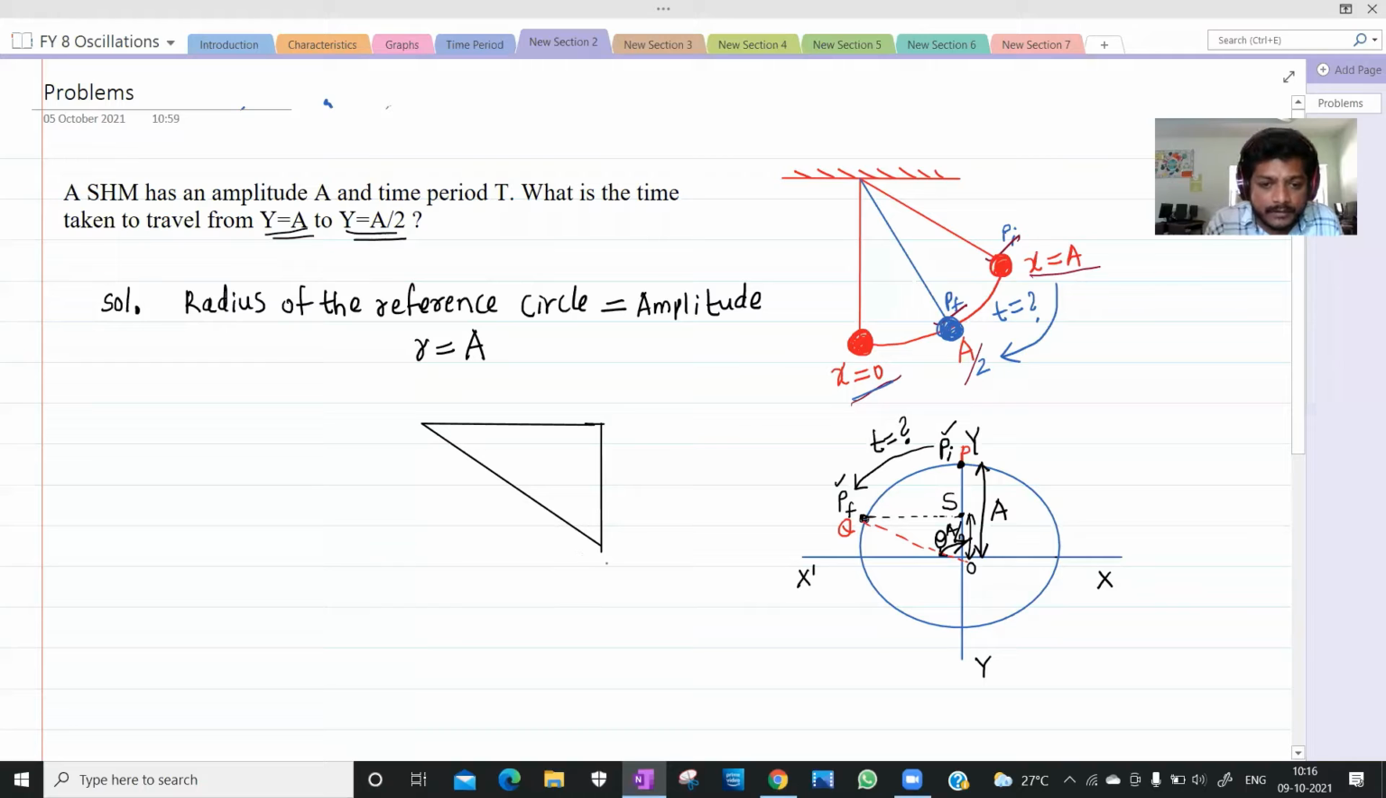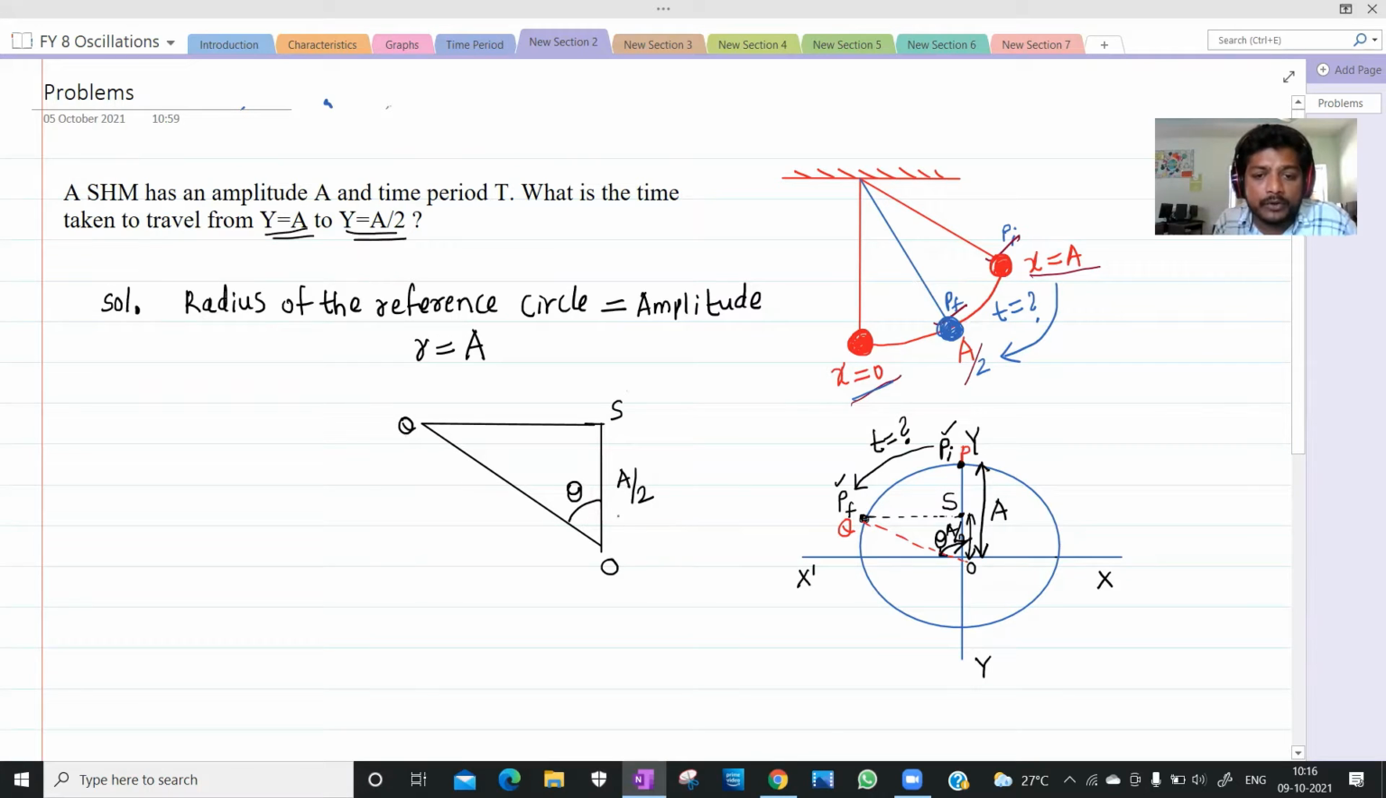Okay, right? This is O. This is, for example, S. This is Q. What about the distance OS? OS is equal to A by 2. This is angle theta.